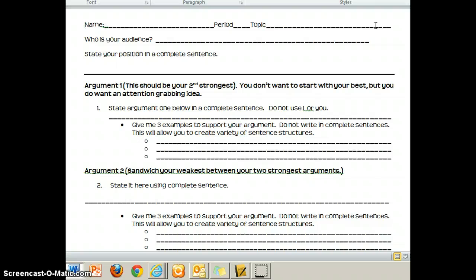Then you need to decide who is your audience. Who are you trying to convince? You don't really want to try to convince all your friends because they don't need any convincing. Most of them will probably agree with you. Maybe not, it just depends. But you're really looking at who is going to be in the position to help you, to make sure that what you want happens. For example, the administration. And then you need to think about what kind of reasons will appeal to them.